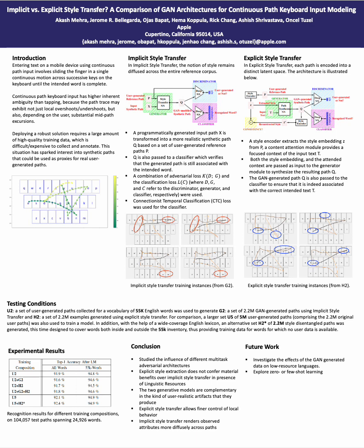In addition, with the help of a wide coverage English lexicon, an alternative set H2 star of 2.2 million style disentangled paths was also generated. This time it was designed to cover words both inside and outside of the 55,000 inventory, thus providing training data for words for which no user data is available.